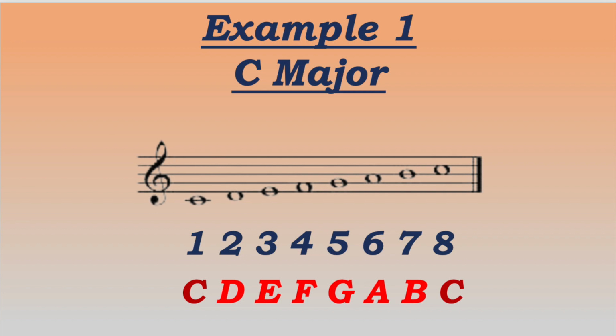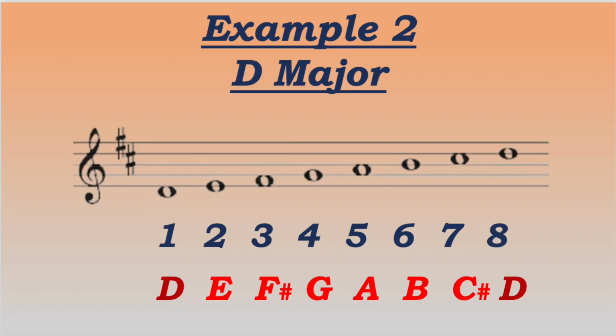Let's look at the easiest scale, C major. It has 8 notes, the same start and end, and all other names once. C, D, E, F, G, A, B. C to start and end. Let's look at another scale, D major. This time, D is the start note and the end note. And apart from that, we have E, F, G, A, B, C.